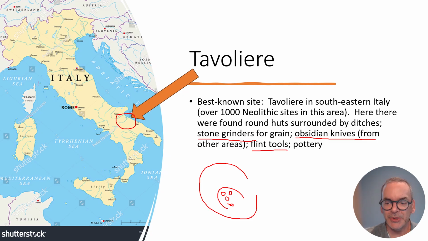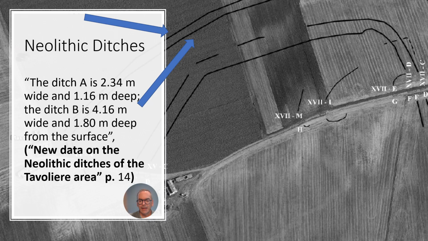We have flint tools. So flint is another fairly hard stone, but it breaks on a very sharp edge. And then we have pottery. I'll show you some examples of pottery from this area. So they're growing grain, they're growing food, and you need something to store it in. So they have made pottery, and this is just an image from one of the articles I've had you read, which is the new data on Neolithic ditches of the Tavolieri area.